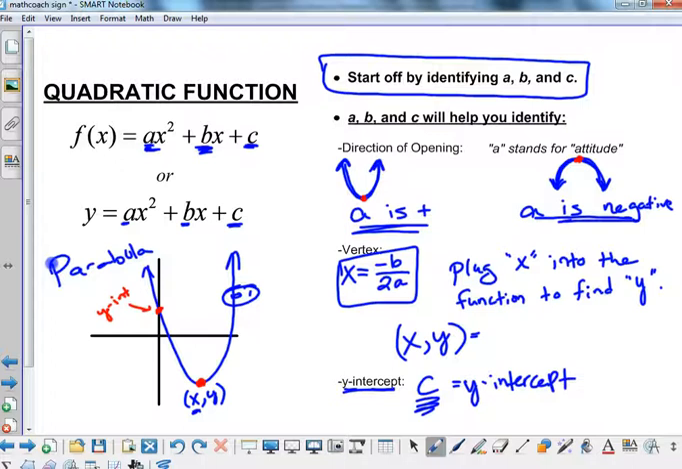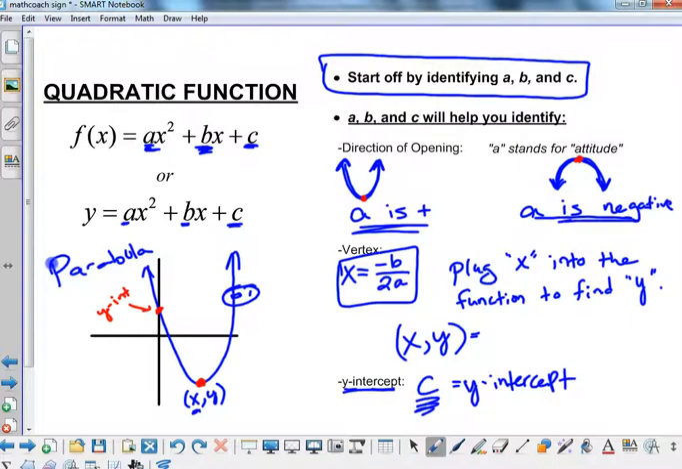Very important information. So real quickly, just by locating A, B, and C in the function, we can quickly identify the direction of opening, the vertex, and the y-intercept of that parabola. And that really can give us a lot of information that we need as we try and just make a rough sketch of the parabola.